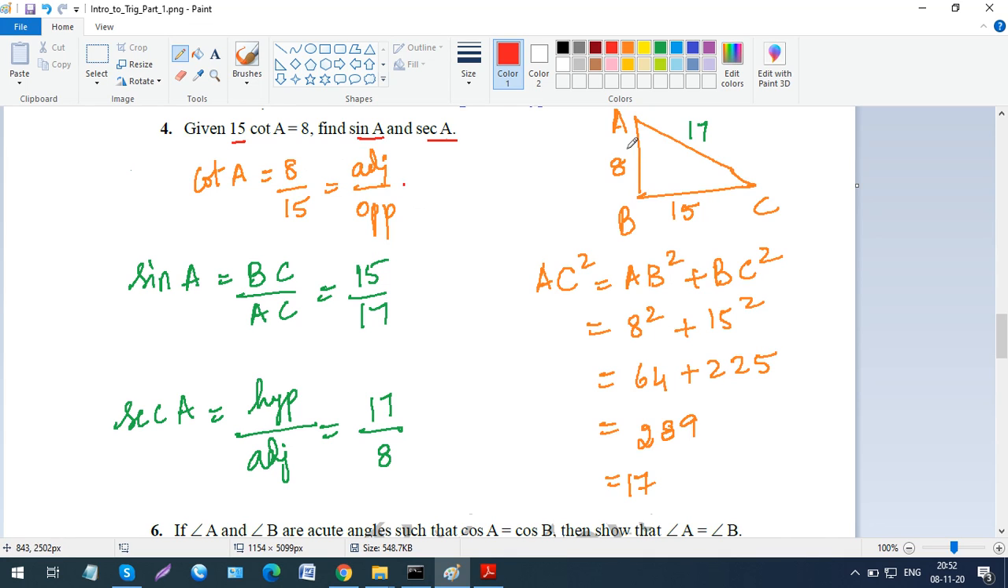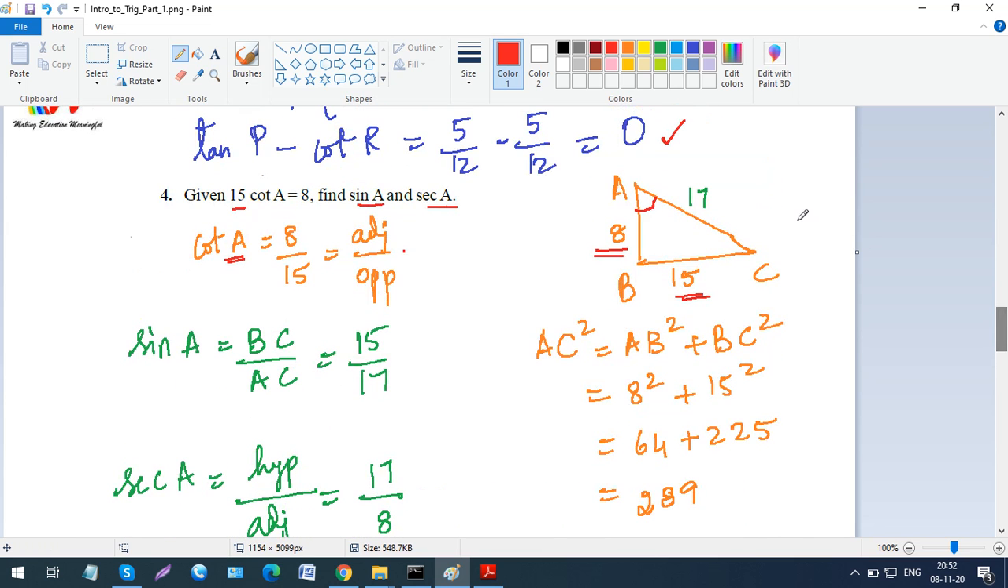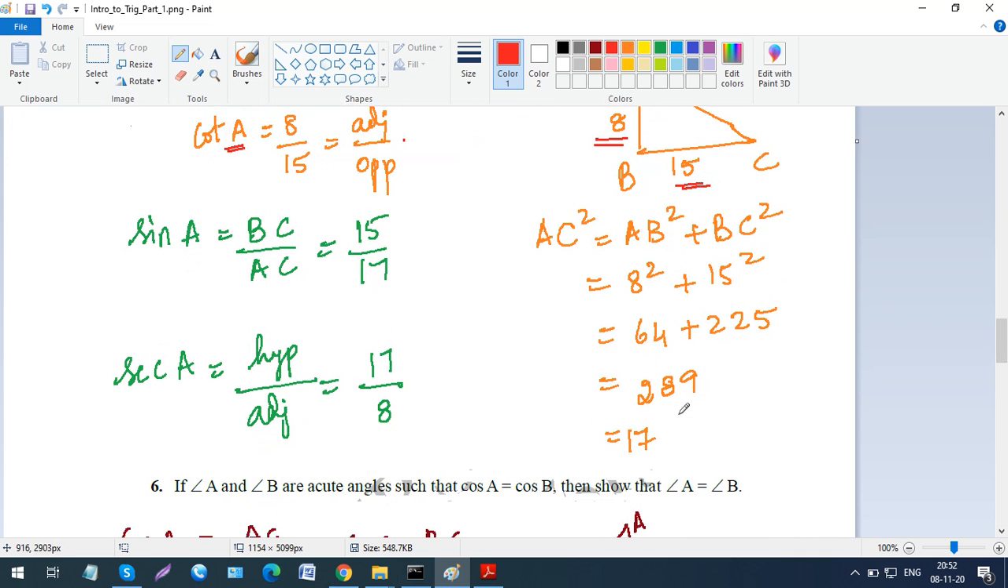So you draw a triangle over here, ABC, and they're talking about A, right? So for A, this is adjacent, so I write the 8 over there, and this is opposite, so I write the 15 over there. Now I have to find AC, using the Pythagorean theorem. So I get AC as 17. Okay, so I write the 17 over here.